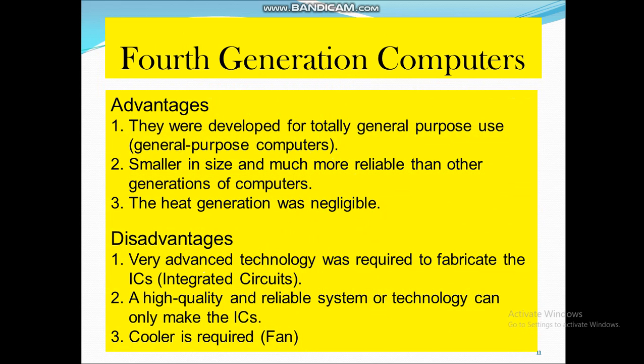Advantages of the fourth generation computer: number 1, they were developed for totally general purpose use. Number 2, smaller in size and much more reliable than the other generations of computers. Number 3, the heat generation was negligible. Disadvantages: the very advanced technology was required to fabricate the ICs. Number 2, only a high quality and reliable system or technology can make the ICs. And number 3, a cooler is required. We also call it a fan.